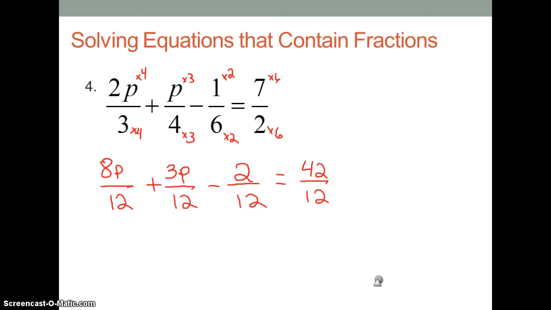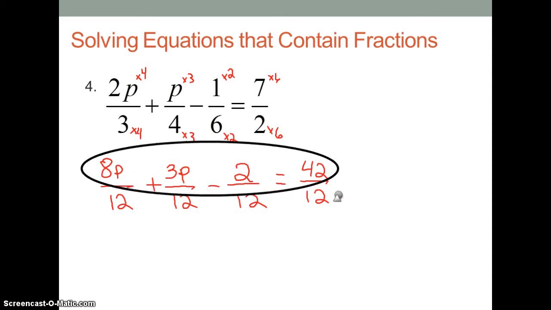Now, here's a good trick. Since we all have the common denominator, in which we'll be able to just add and subtract accordingly, we could just focus on the top part. So we're only going to worry about the numerators. So I'm going to rewrite it as 8p plus 3p minus 2 equals 42. Now I can combine my like terms. 8p plus 3p equals 11p minus 2 equals 42.